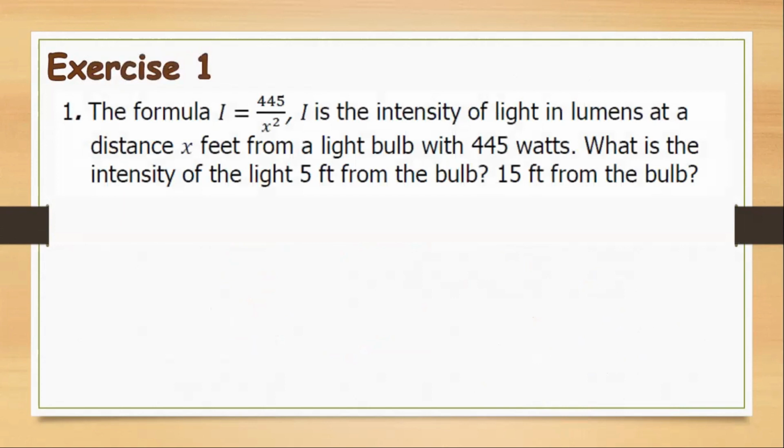Let's continue. Exercise 1. The formula I equals 445 over x squared, where I is the intensity of light in lumens at a distance x feet from a light bulb of 445 watts. What is the intensity of light 5 feet from the bulb and 15 feet from the bulb? So this will be easy. All you have to do is use this formula over x squared, where x is the distance in feet.